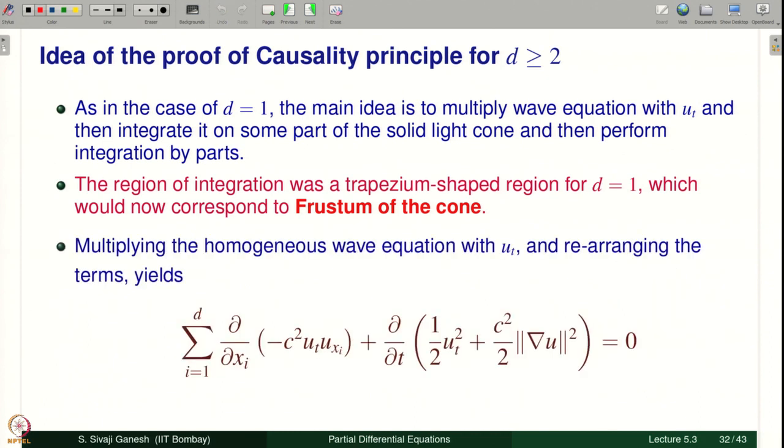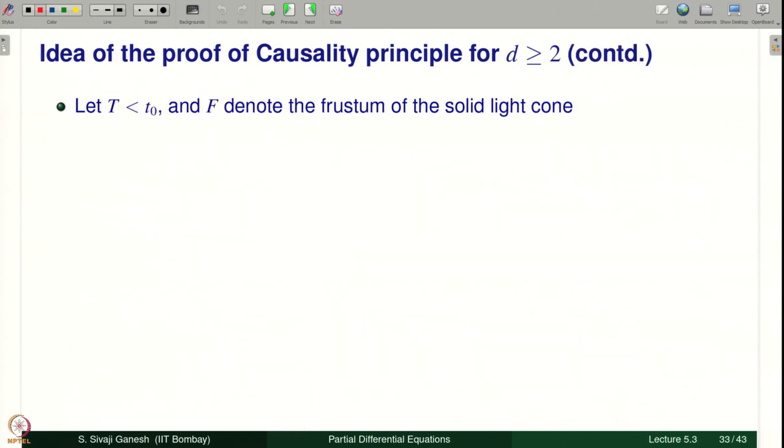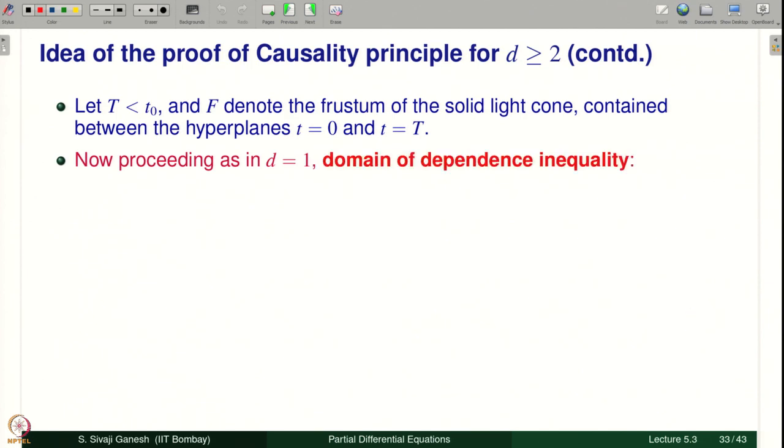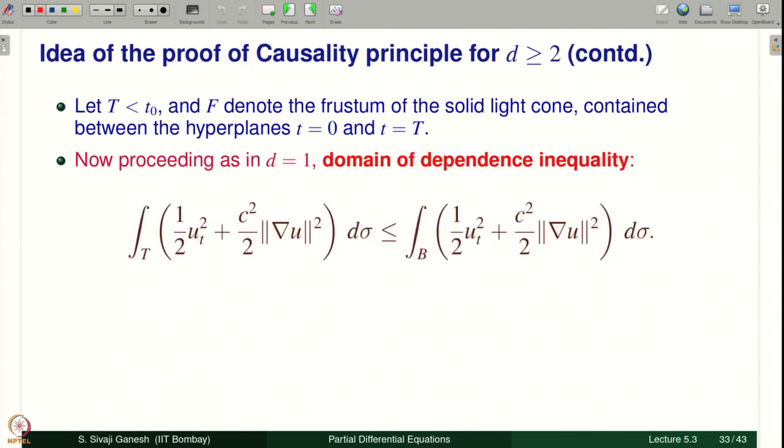So, multiply the homogeneous wave equation with ut and rearrange, exactly as we have done in one dimension. So, we get this and then integrate on the frustum of the cone defined by t equal to 0, this is the bottom portion, t equal to t is the top portion. Now, proceeding exactly as in d equal to 1, the domain of dependence inequality we obtain is exactly the same: integral over T is less than or equal to integral over B. From here, the uniqueness of solutions to the Cauchy problem follows again.